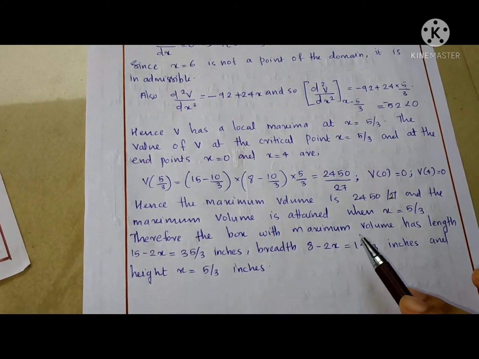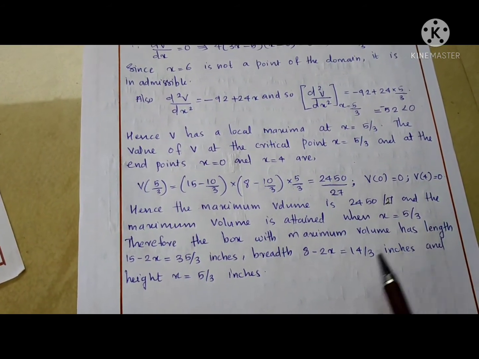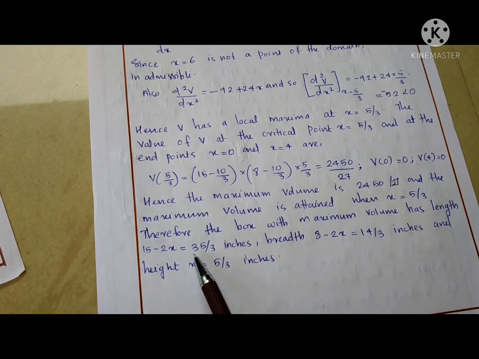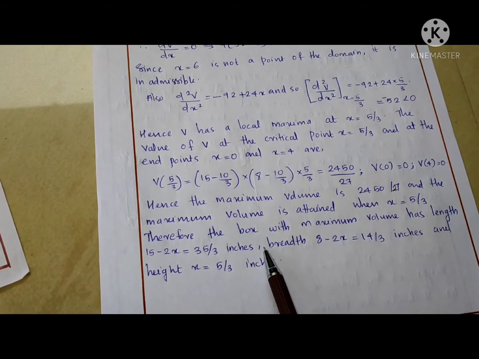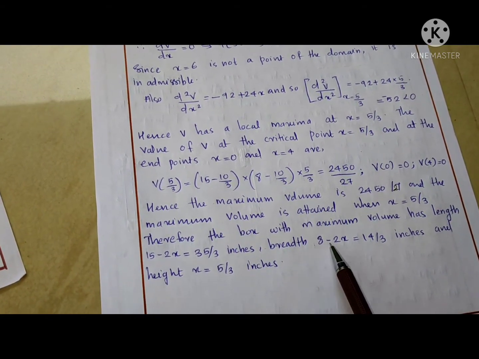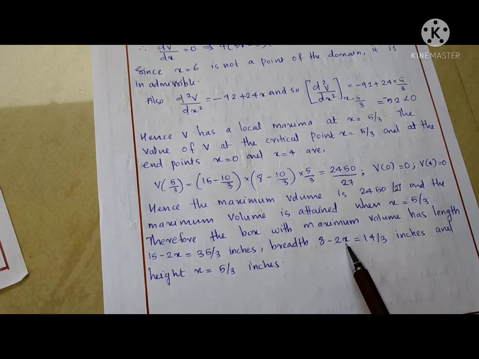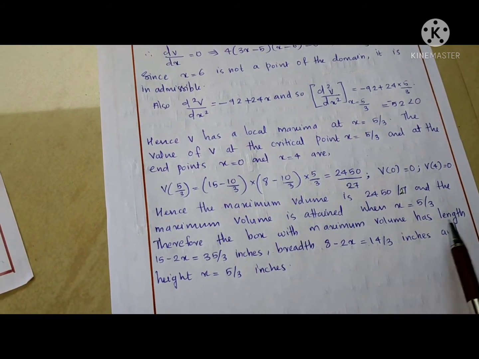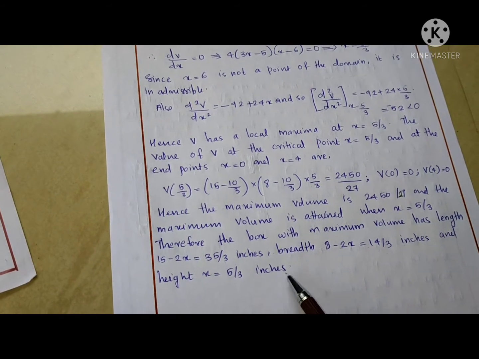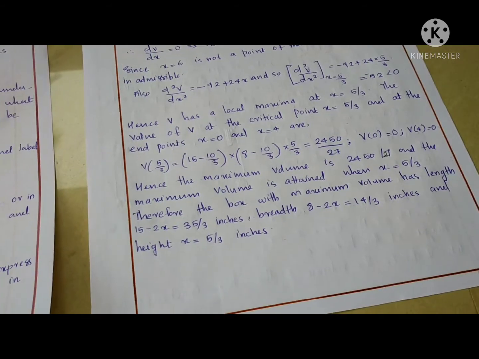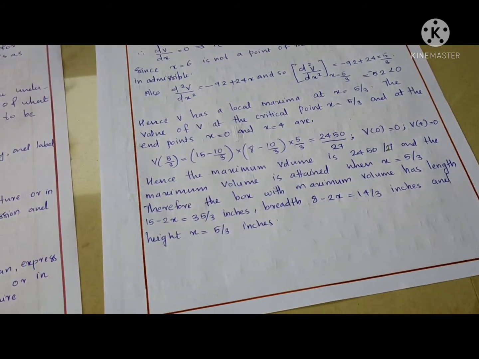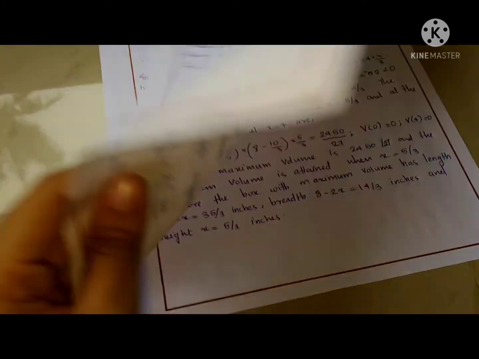Therefore, the box with the maximum volume has length 15 minus 2x equal to 35 by 3 inches, breadth 8 minus 2x equal to 14 by 3 inches, and height x equal to 5 by 3 inches. Okay, that's it. Optimization and two problems.